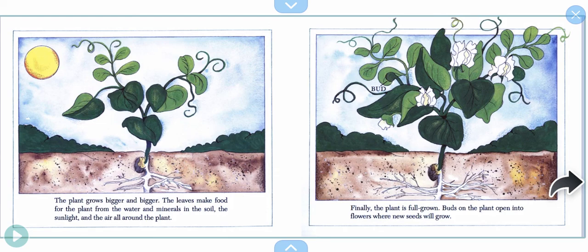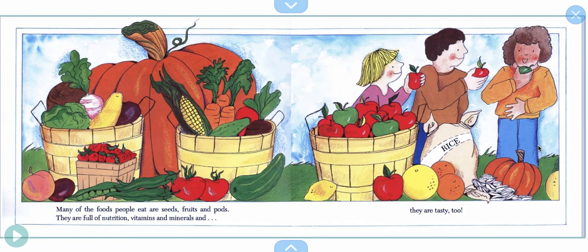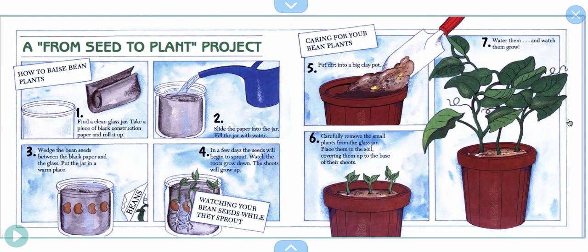Finally, the plant is full grown. Buds on the plant open into flowers where the seeds will grow. Many of the foods people eat are seeds, fruits, and pods. They are full of nutrition, vitamins, and minerals, and they are tasty too.